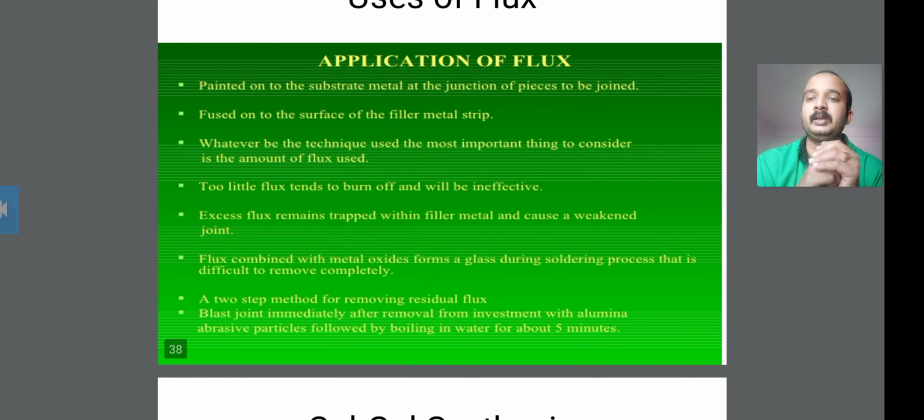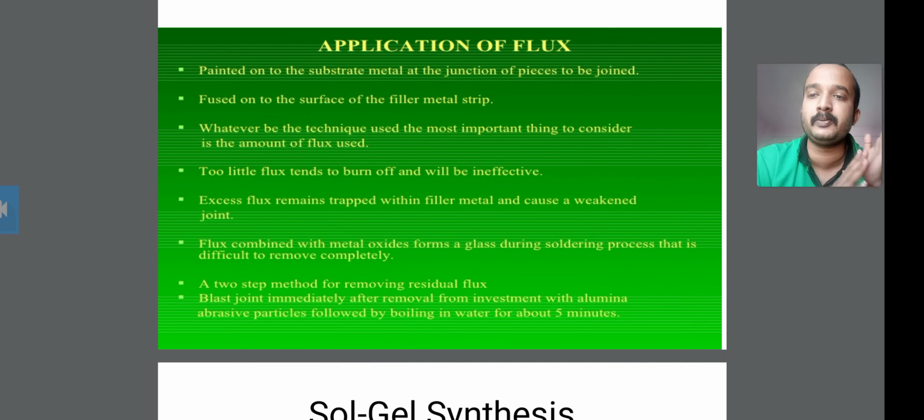Next, the flux combines with the metal oxide and forms a glass during the soldering process, which is difficult to remove completely. You take small wires of these metals and fuse them, and the flux forms. On heating, the flux combines with the metal oxide and forms a glass during soldering, and that is difficult to remove completely.